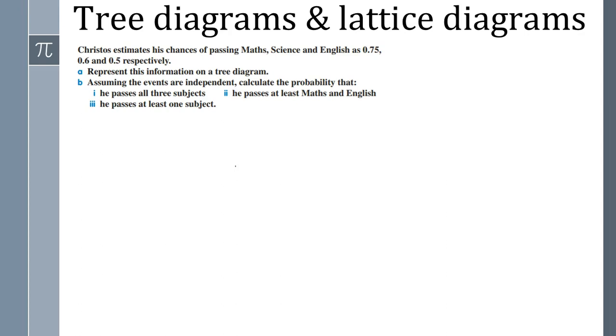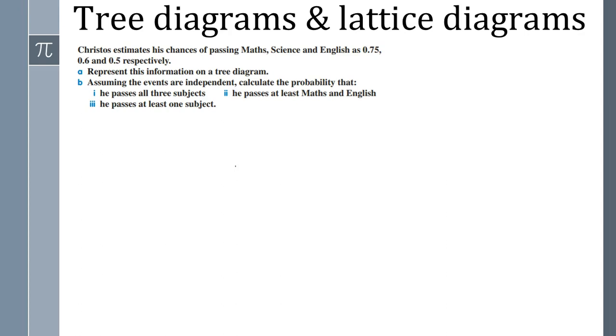Now, that's all well and good when there's an even chance of each outcome, but that is not always the case. So with this example from 11H, Christos has 3 subjects, and his chance of passing maths is 75%, passing science is 60%, and passing English is 50%, sorry. So what we need to do is represent it on a tree diagram, and then we need to calculate the percentages of chances of him passing those subjects.